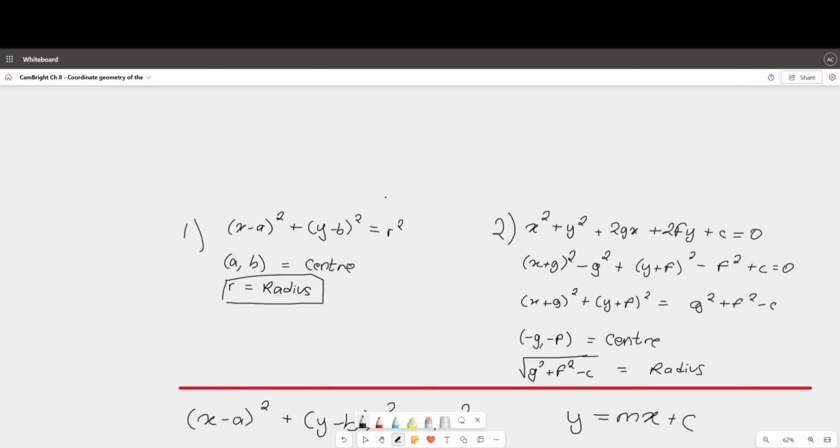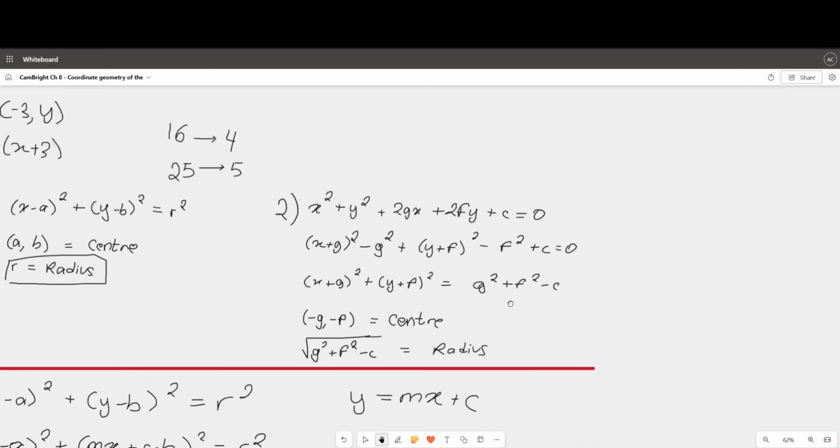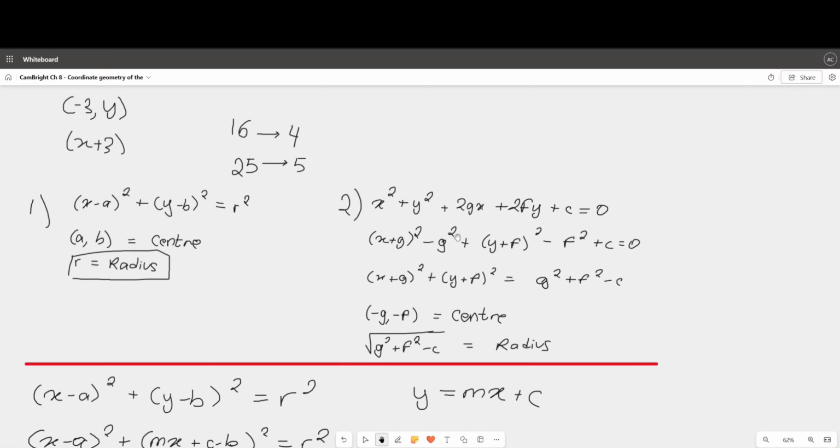So usually this will be given as either 25, which represents a radius of 5, or 16, which says that the radius is 4. And if this is given as, let's say, x plus 3, then you take the x coordinate as negative 3, comma whatever the y is. So just remember that.